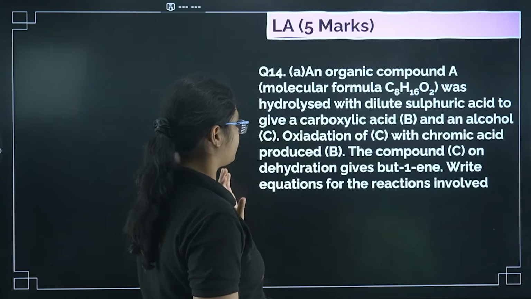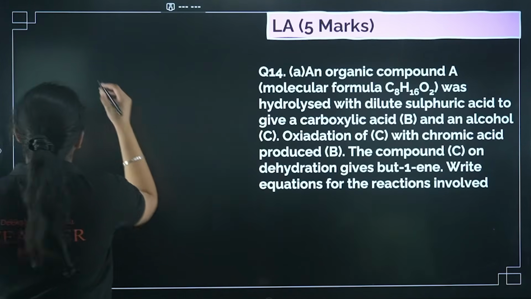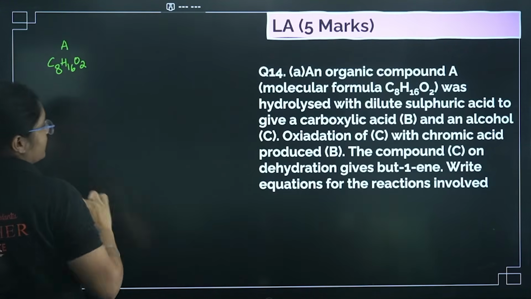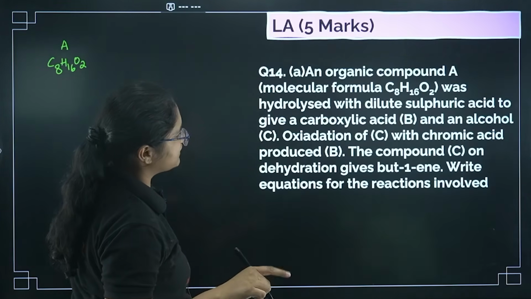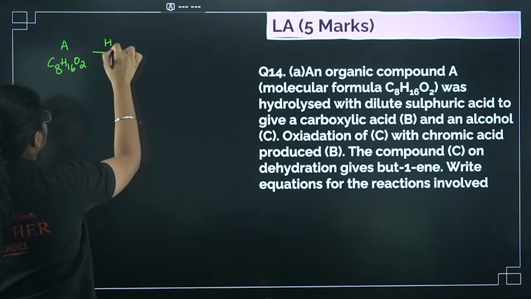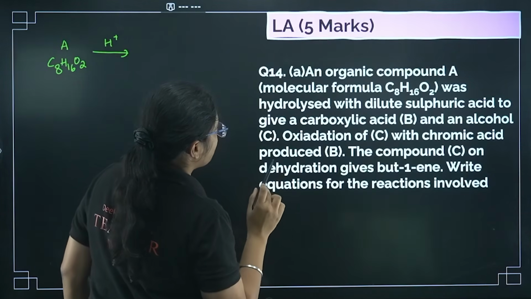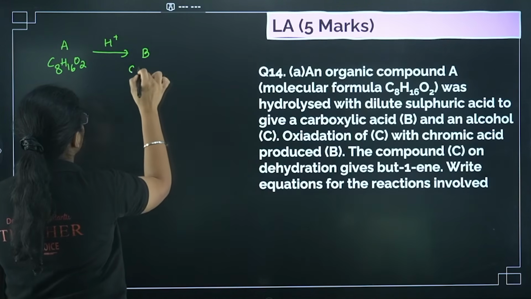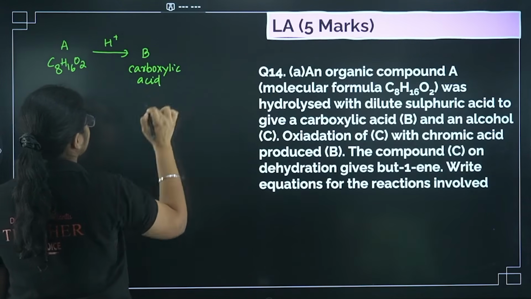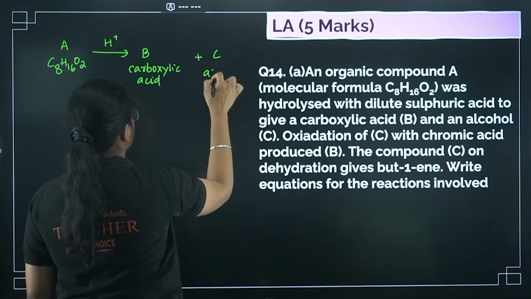Okay, next let's do a word problem type question. An organic compound A, with molecular formula C8H16O2, was hydrolyzed with dilute sulfuric acid to give a carboxylic acid B and an alcohol C.